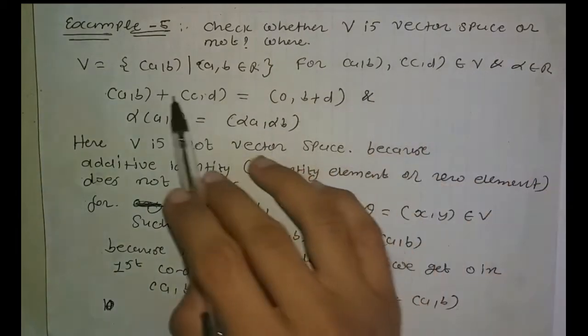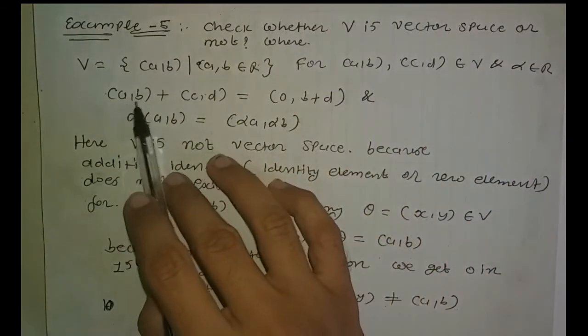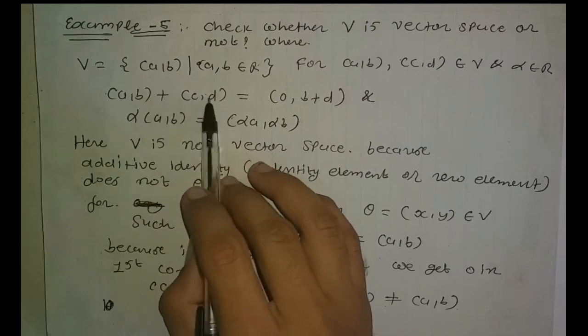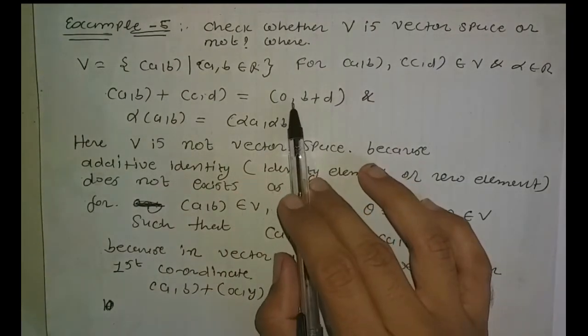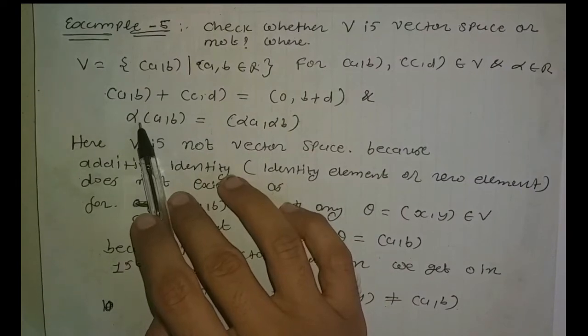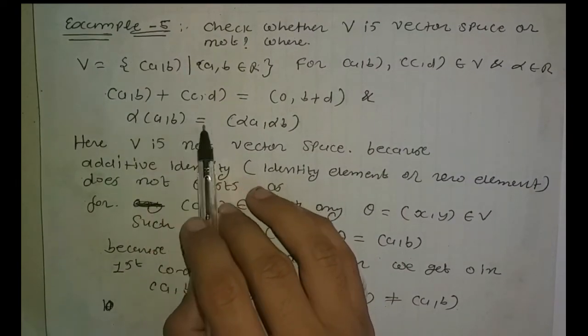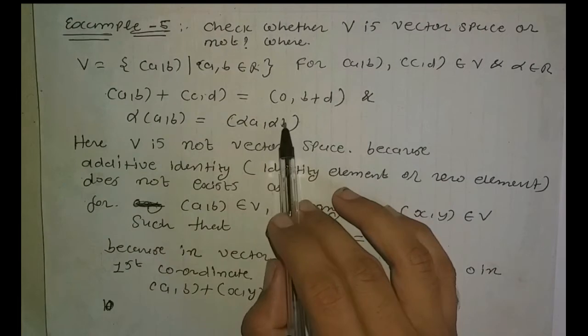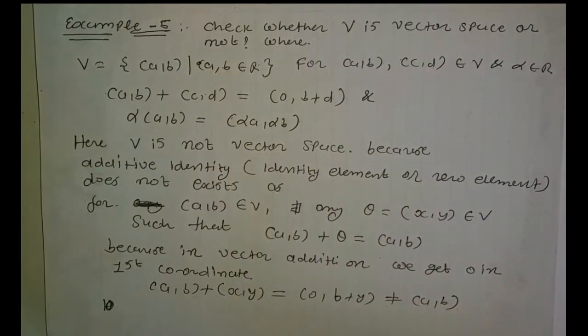So here the set V is the set of all ordered pairs AB, where AB belongs to R, and binary operations are defined as follows: AB plus vector CD is equal to (0, B plus D), and scalar multiplication defined as alpha dot vector AB is equal to (alpha A, alpha B).